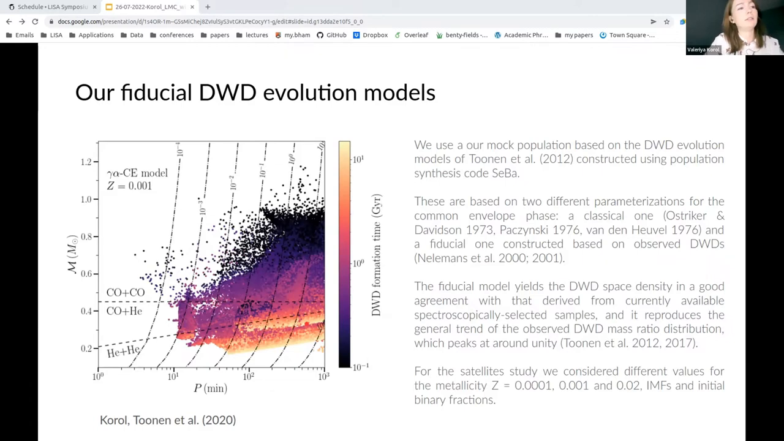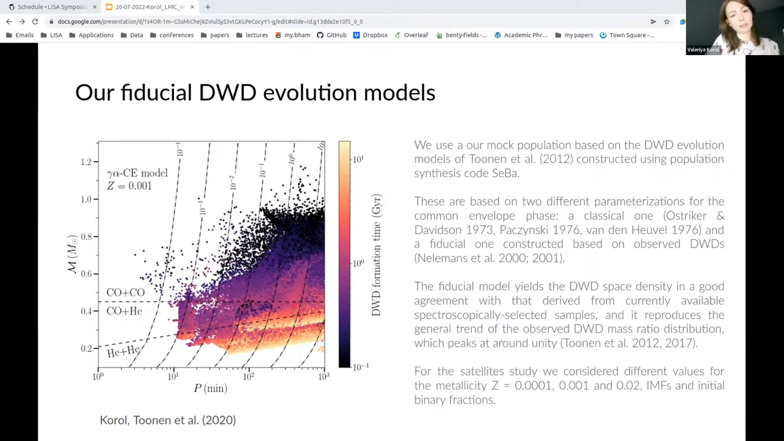One tiny detail I wanted to mention. This specific model is fine-tuned and based on the observed double white dwarfs. So it also reproduces well the observed space density that we measure from spectroscopic samples, and it also matches well the mass ratio distribution of these binaries, which is shown to peak at around unity.